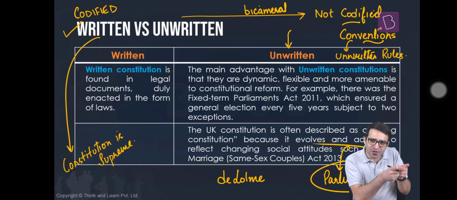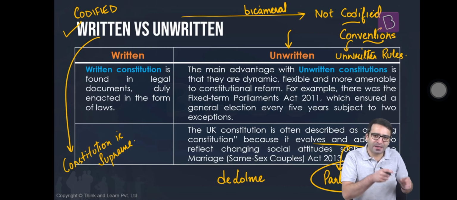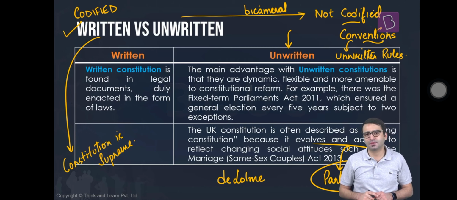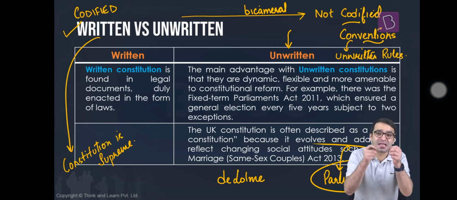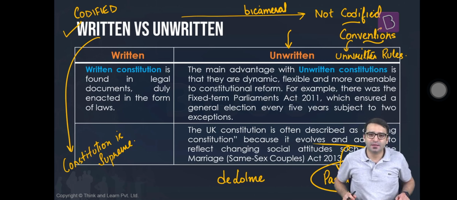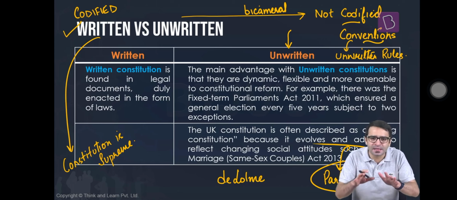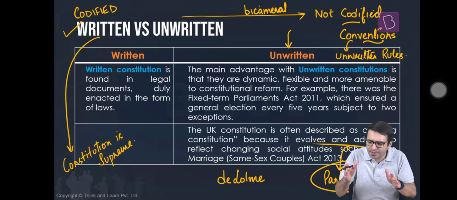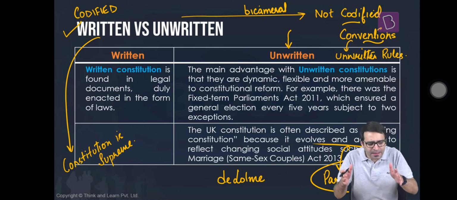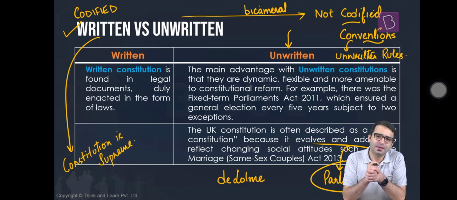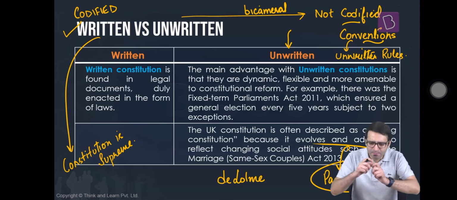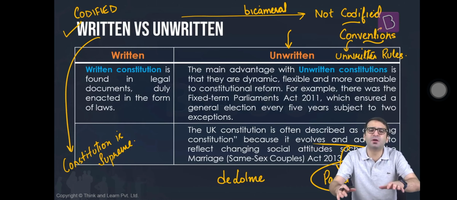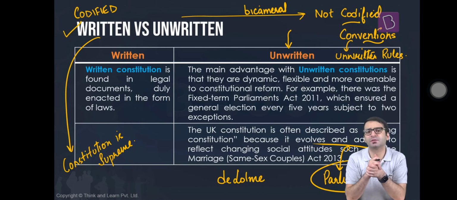If you want to change an ordinary law, Parliament needs simple majority. If you want to change a constitutional law, Parliament needs a special majority. But in an unwritten constitution, such as the United Kingdom, there exists no difference between an ordinary law and a constitutional law. British Parliament, by passing a law by a simple majority, can make any changes.